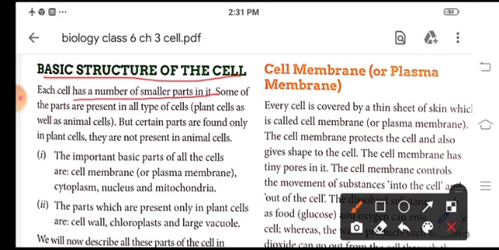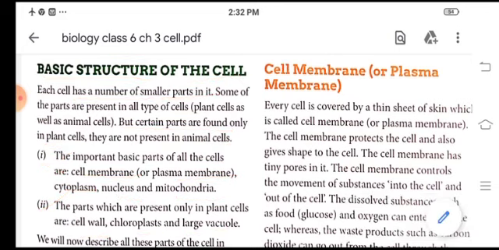So all these organs are present in our body and they are performing different functions. Similarly, in a cell also, there are different little organs present which are performing different functions in the plants and the animals. But certain parts are found only in plant cells and are not present in animal cells. So the basic important parts of the cell are the cell membrane or the plasma membrane, cytoplasm, nucleus and mitochondria. And the parts which are not present in animal cell are cell wall, chloroplast and large vacuole.